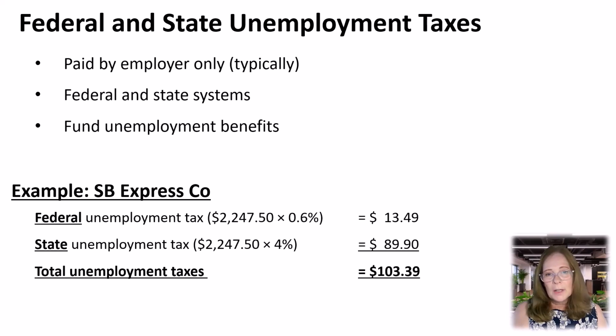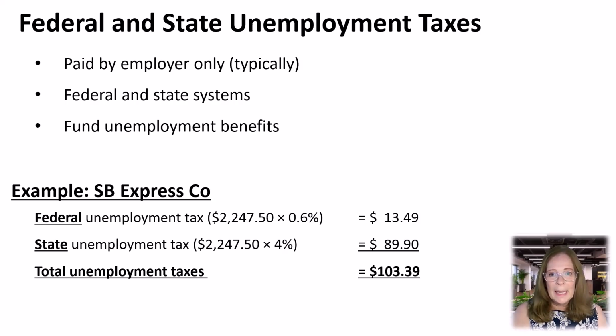The state unemployment tax rate is based on the company's experience rating, meaning that it varies from company to company. Just like Social Security tax has a maximum wage amount, so does unemployment taxes. The federal wage limit is $7,000 for federal unemployment taxes, and each state has a different wage limit, so it's important to check that. Now, typically, unemployment taxes is calculated and recorded each payroll period, and that is what SB Express Company does in our example.